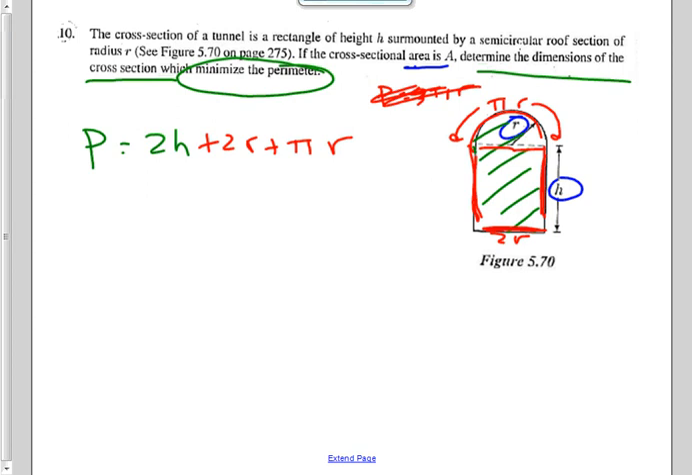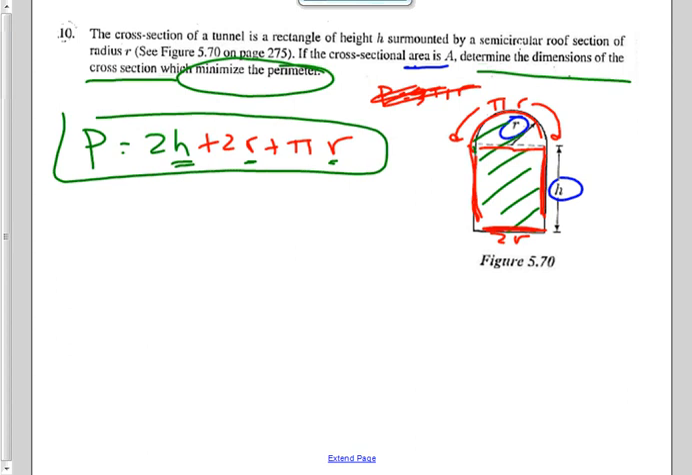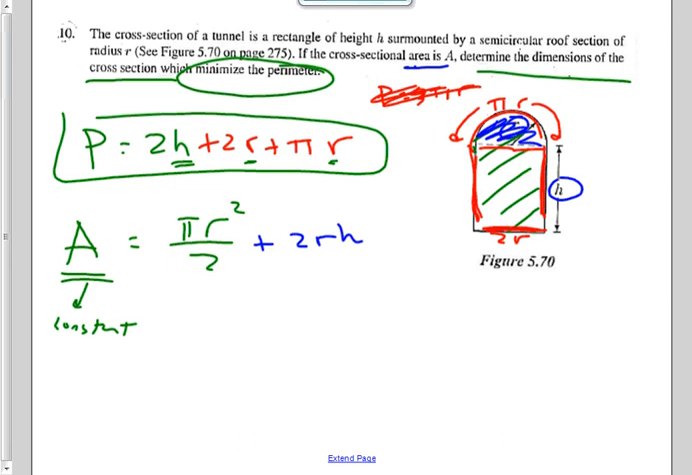Okay, so we right now have two variables here. We've got h and r. So if we're trying to minimize the perimeter, we need to get this perimeter equation in terms of one variable. Well, we also know that the area, which is fixed, so this is a constant, equals half the area of the circle. So, pi r squared over 2 gives me this area, plus 2rh gives me that area.